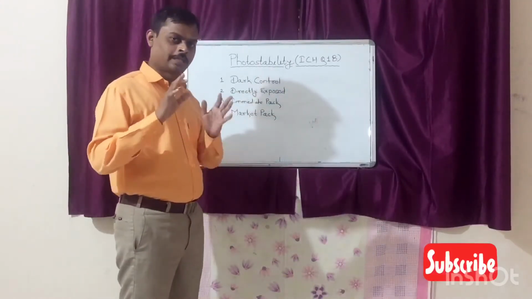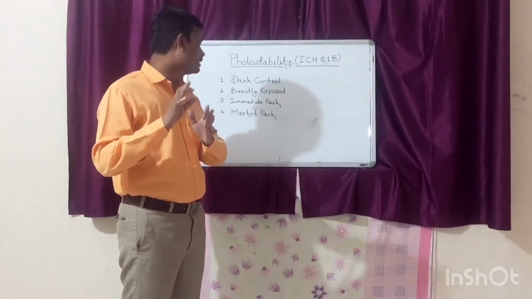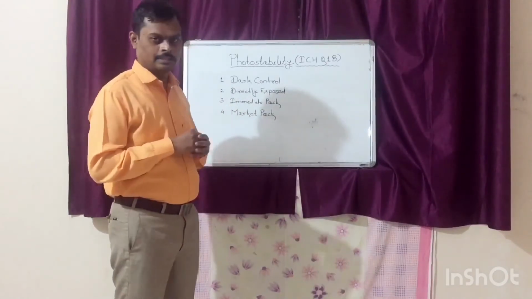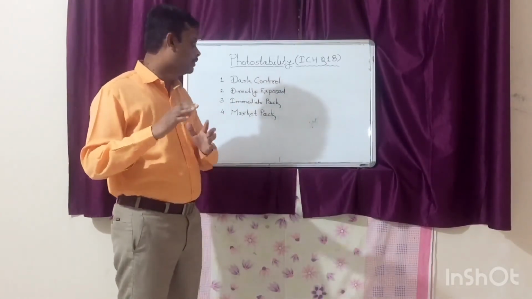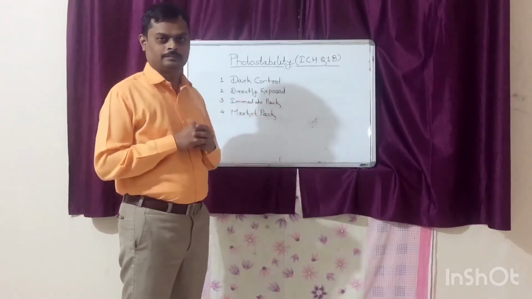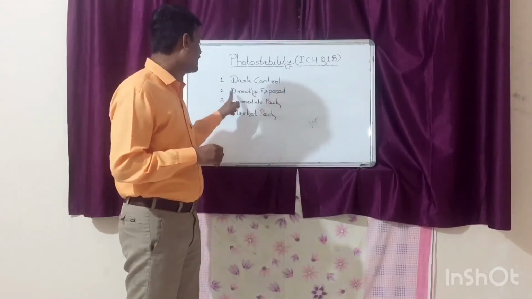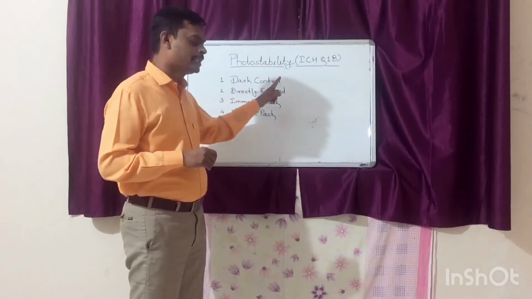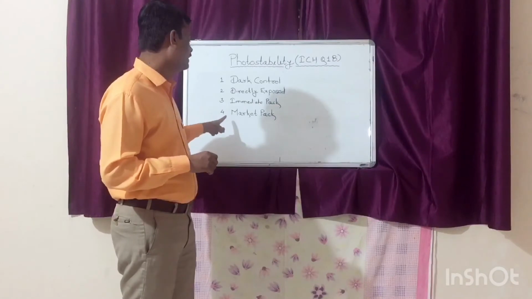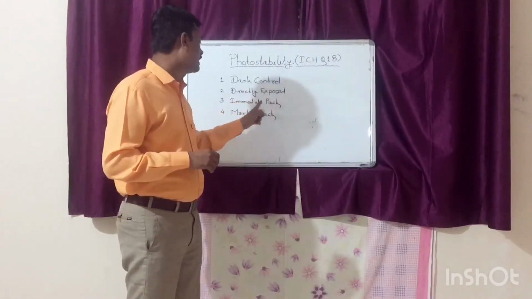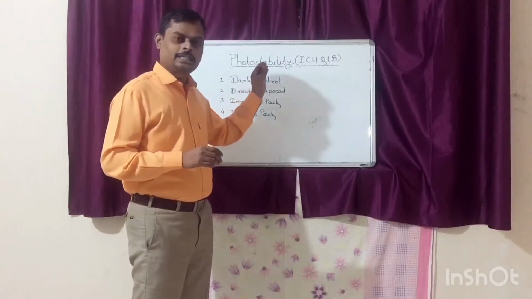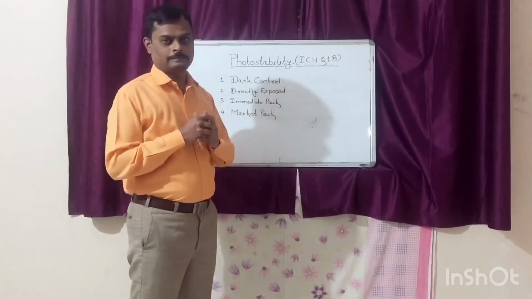One thing shall be kept in mind, that this dark control sample shall be analyzed along with these samples. The strategy for analysis will be, first analyze directly exposed sample. If the results of directly exposed samples are meeting your specification limit, there is no need to continue analysis for immediate and market pack. If results of directly exposed samples are within limits, it indicates that your material is not light sensitive material.